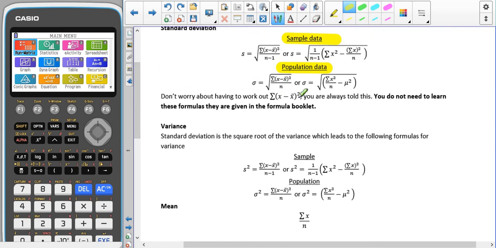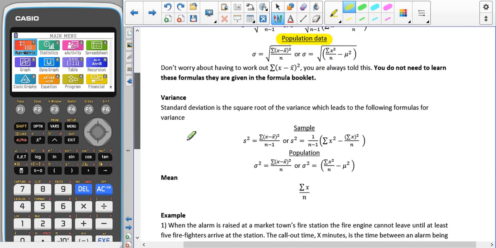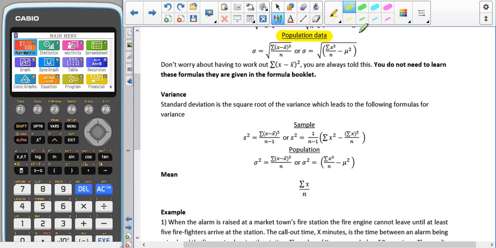Again, we don't need to worry about calculating these summary statistics. We will only use this if the summary statistics are given to us. And we don't need to learn the formula because they're in the formula booklet, as well as the variance ones. So the sample variance formula is the third one down in the formula booklet. And again, we have these two forms. And then the population variance formula, which is the top one.